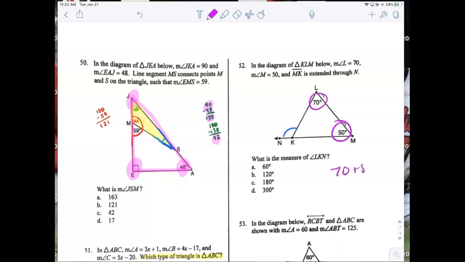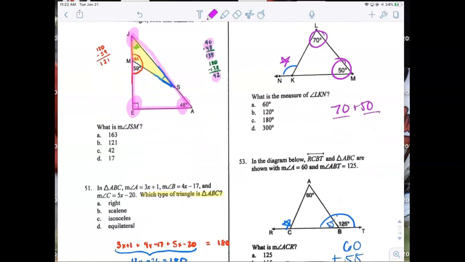70 plus 50 is always going to equal the alternate exterior angle, which they're asking for here. So all we have to do is add up the 70 and the 50, and that's going to give us choice B, an answer of 120.